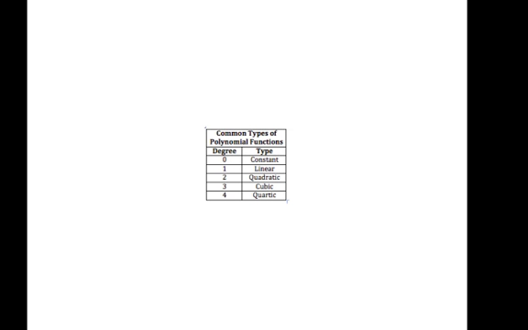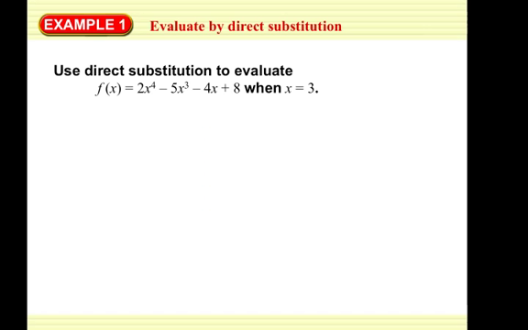So here are some common types of polynomial functions. If it's a degree of 0, if you just have f of x equals 4, that's a constant function. If you have f of x equals 2x plus 3, the degree would be 1 and it's linear. If the degree is 2, it's quadratic. If it's a degree of 3, it's cubic. And if it's a degree of 4, it's quartic.